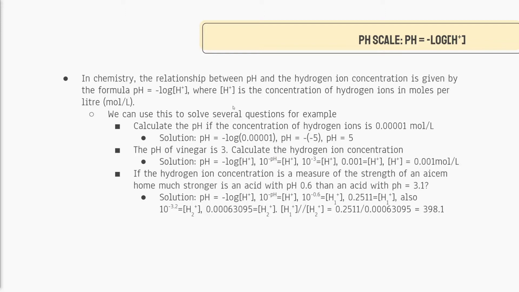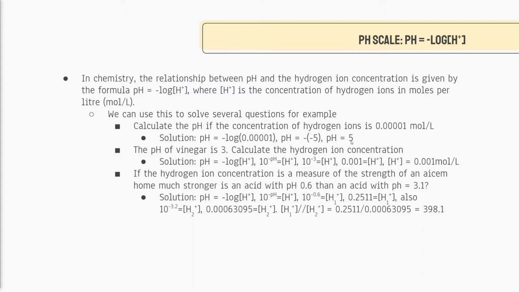So the solution for this is really easy. We don't know what the pH is, so we let that be, but we substitute in our value for H plus. Then we take log of 0.00001, which is -5. Remember, when we don't have a number at the bottom, that means it's a common logarithm of base 10. So then we got -5. -5 times -1 is equal to 5. Therefore, our pH is 5.